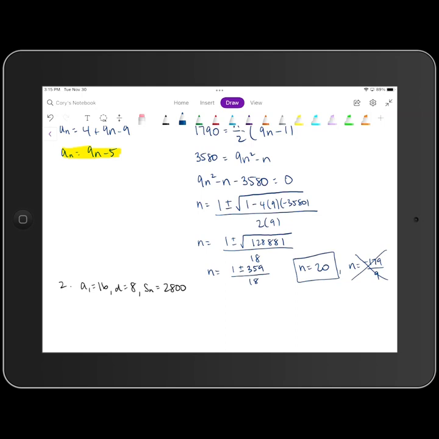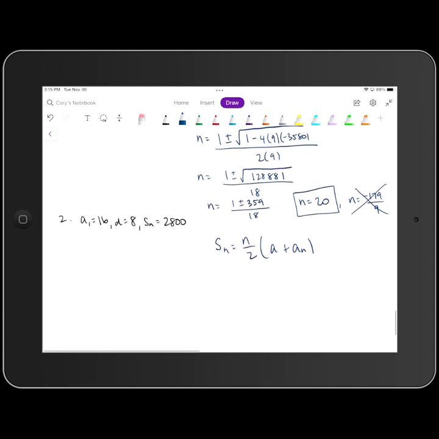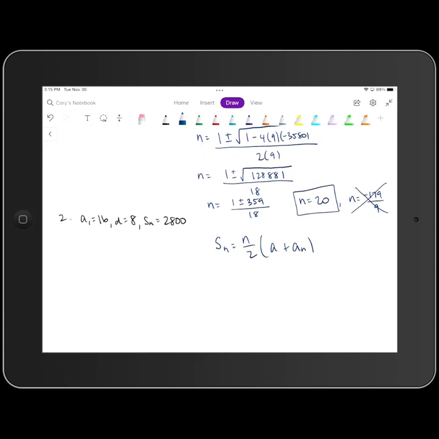Okay, so number 2, very similar. The way the problem is written is a little bit different, but the approach we're going to use is the same. So again, we're going to start with this formula here, S sub n, which is n over 2 times a plus a sub n. Again, we want to solve this equation here for n. So we're going to plug 2800 in for S sub n. We don't know what n is. Okay, so we have n over 2 times, we know the first term a is 16. The problem is we don't know what the nth term is.